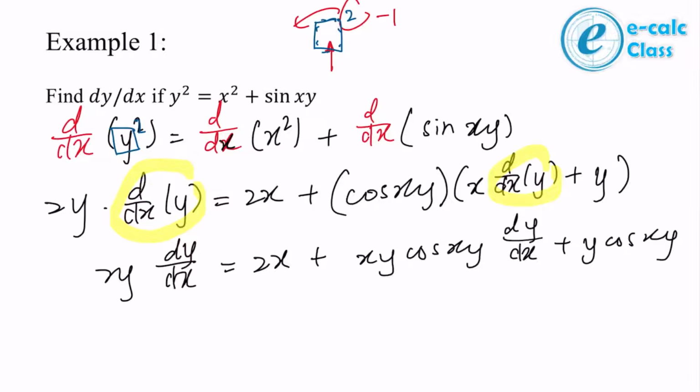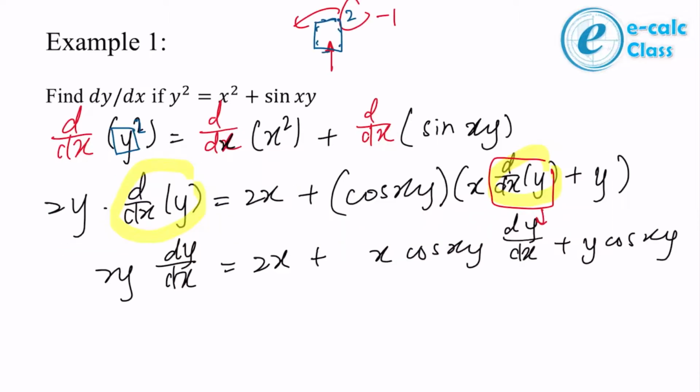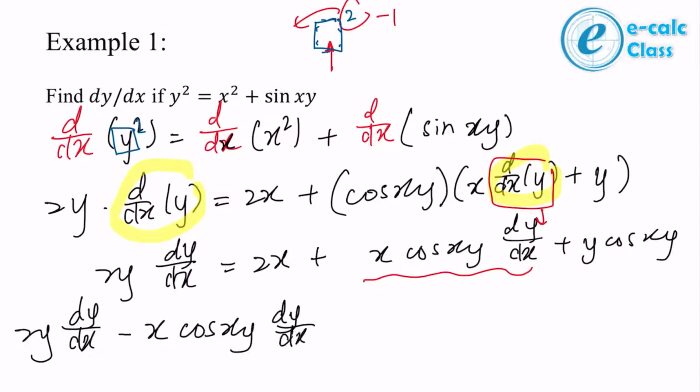Oh no, sorry. x cos xy, sorry. x cos xy. This one grouped together already. Okay, this one becomes dy dx. And now, remember, we need to do the second step. Collect all the terms with dy dx to one side. So I will shift this term to the other side. 2y dy dx, I'm running out of space, minus x cos xy dy dx equals 2x plus y cos xy. And now, factor out your dy dx.